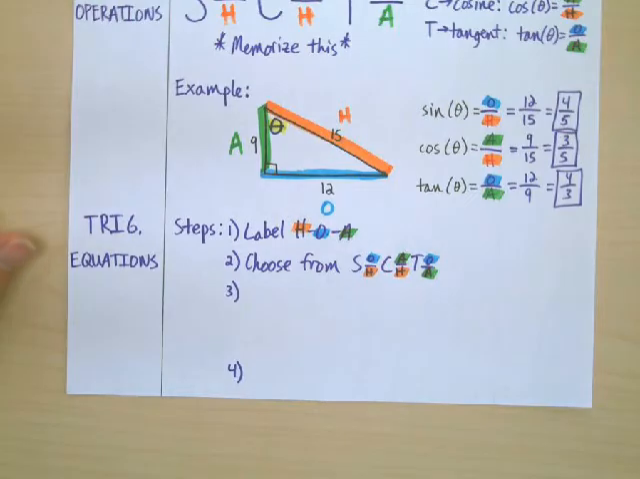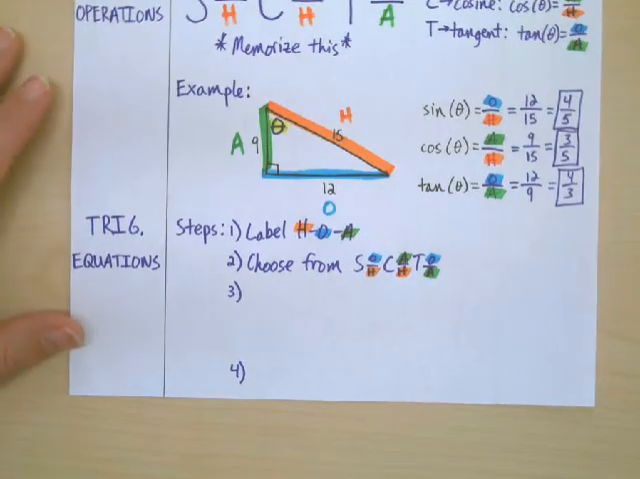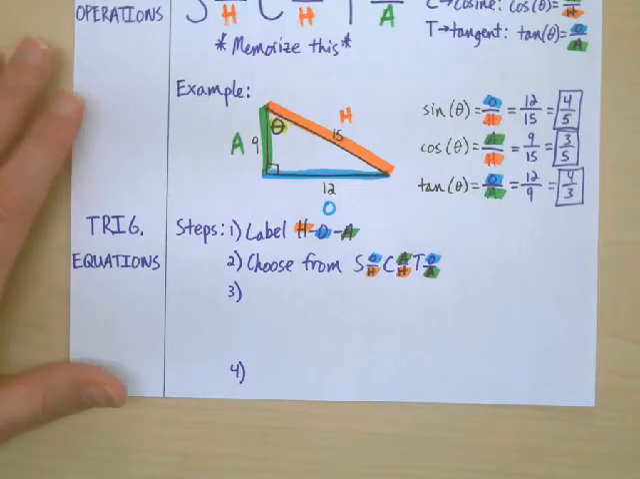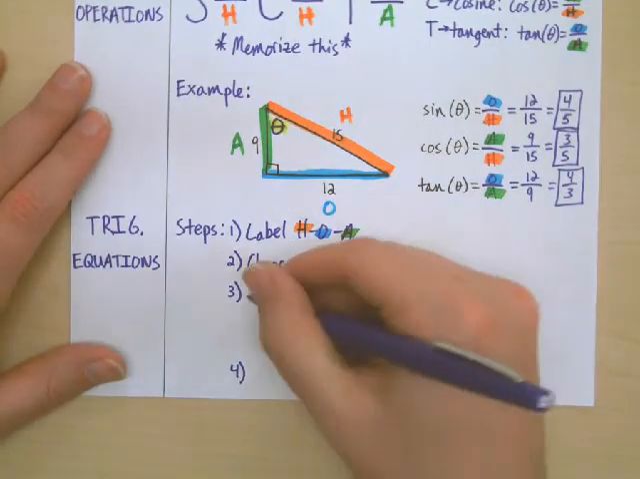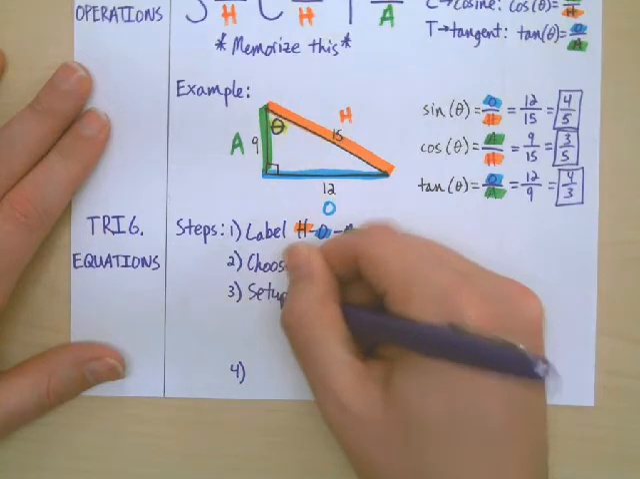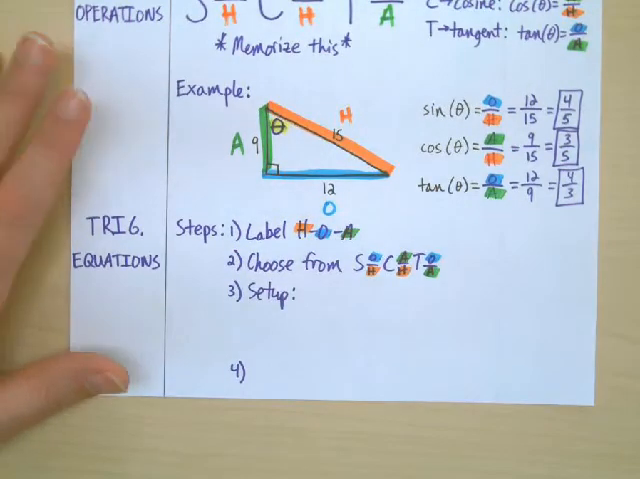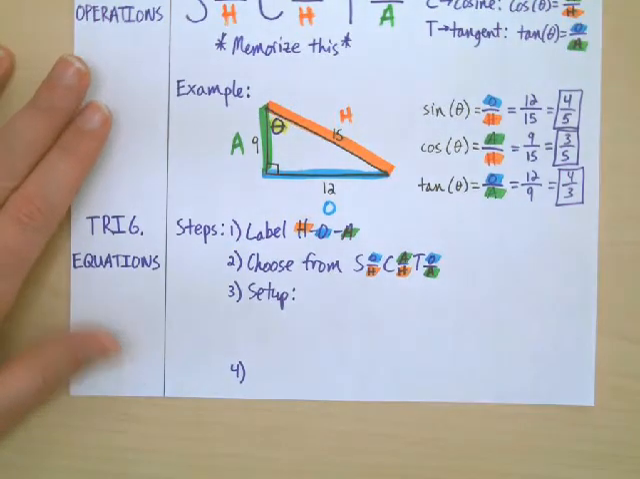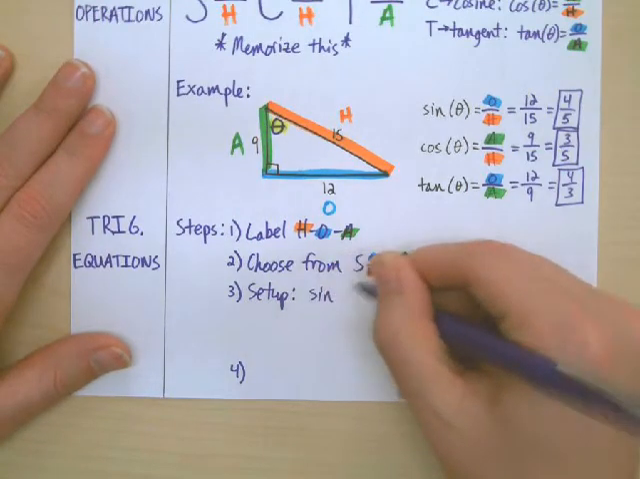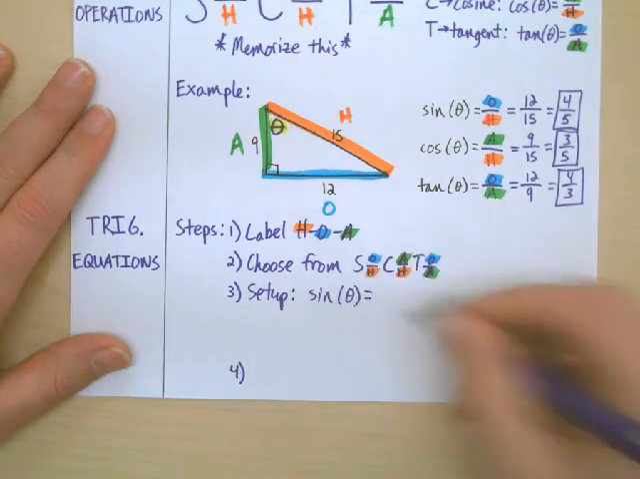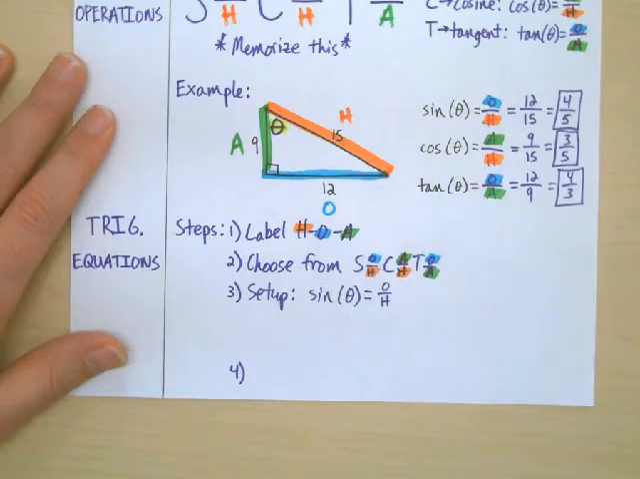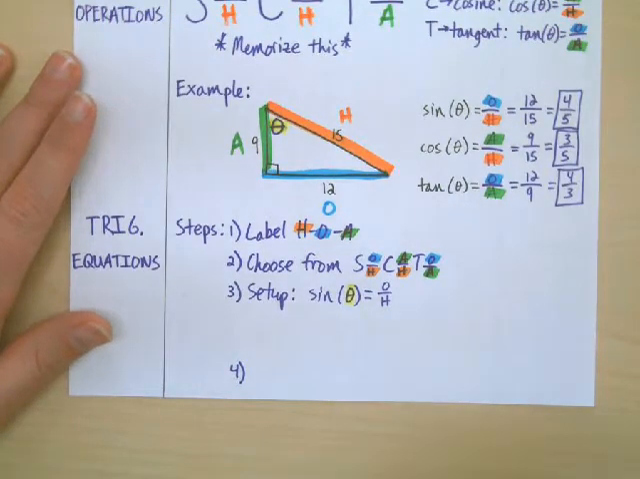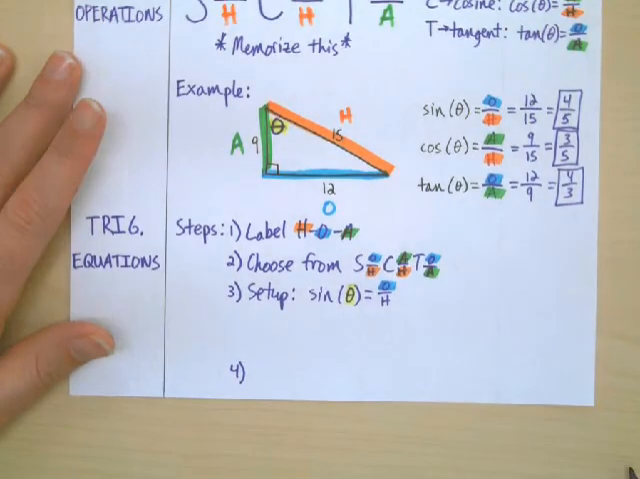You're not going to do every part of Sohcahtoa. You're just going to choose one part of Sohcahtoa to do. Step 3 is setup. If you choose sine, you're going to set it up like this. Sine parentheses theta equals O over H. And you'll end up substituting for theta, for O, and for H.